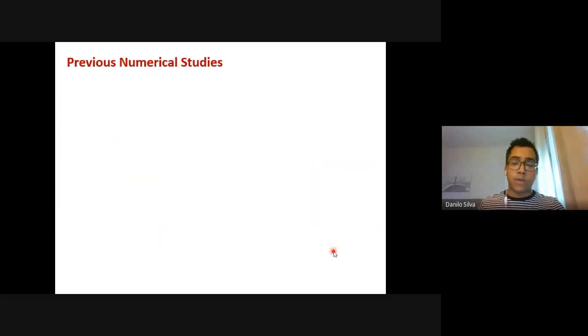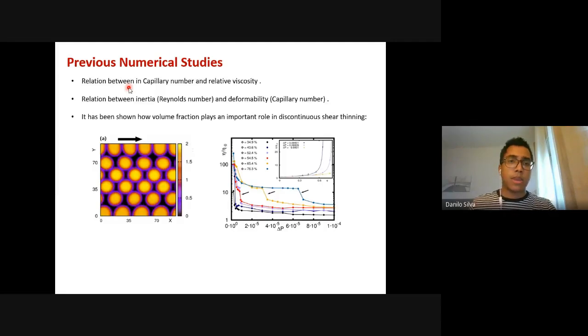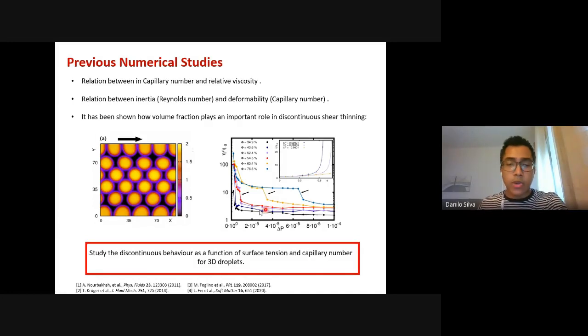There have been a number of numerical studies looking into this type of flexible particles by looking at the capillary number, the Reynolds number, and the relative viscosity. And more recently, there's been a study looking into soft particles in a channel with neutral wetting, where they showed that there is a discontinuous shear thinning as a function of the pressure difference.